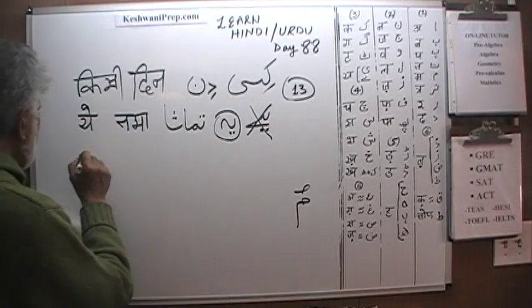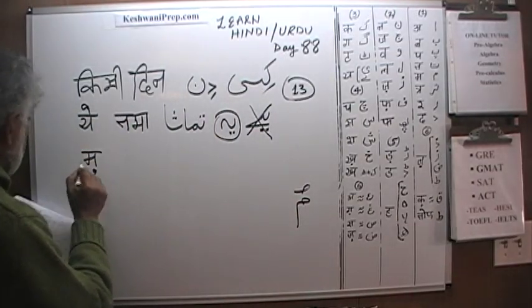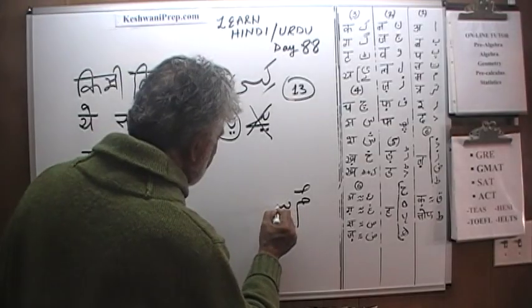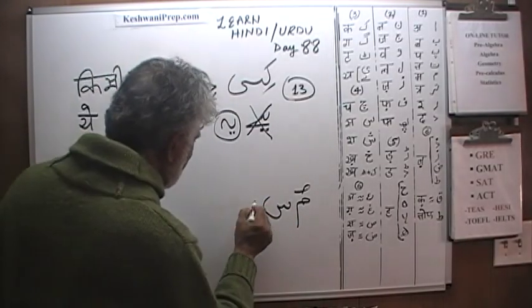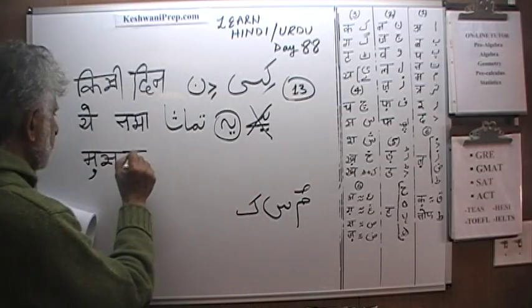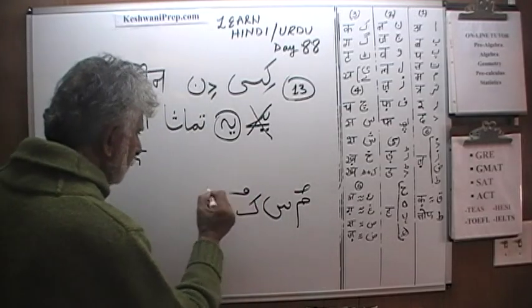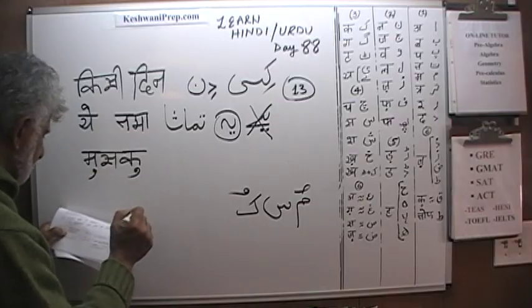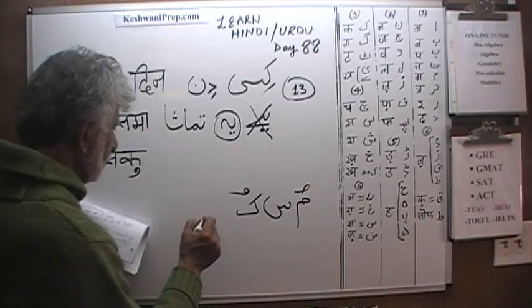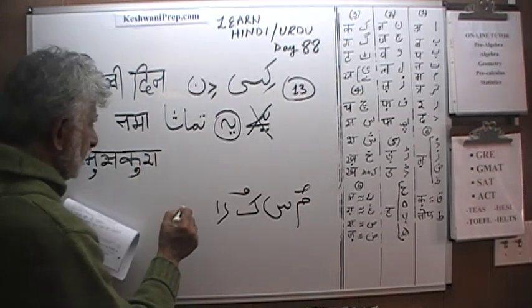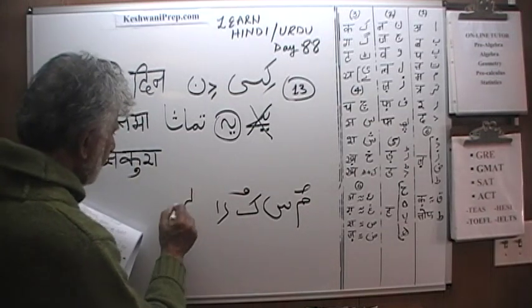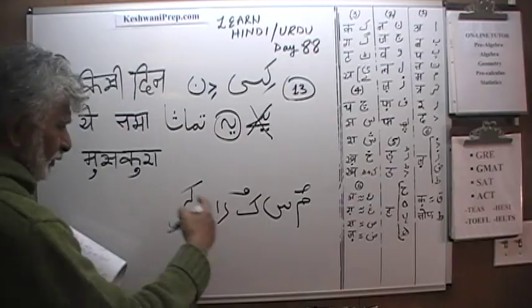Mu, so, mus, ka. We don't need a ka, we need a ku. U ki matra. Musku, ra. Muskura, and then ka. Let's put all of this together.